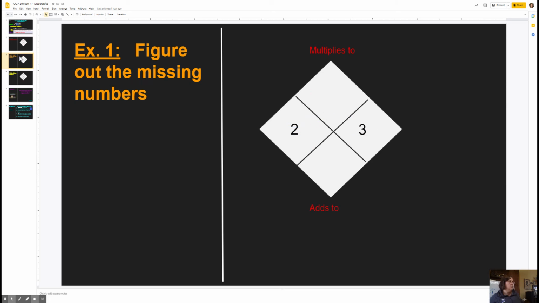All right, so here's our first example. In some of the problems you're going to be given today, you're going to be given a number on both the left and the right, and then you have to fill in the missing values in both the top and the bottom. So take a moment to sketch that on your paper, and then when you're ready, we will fill in those spaces.